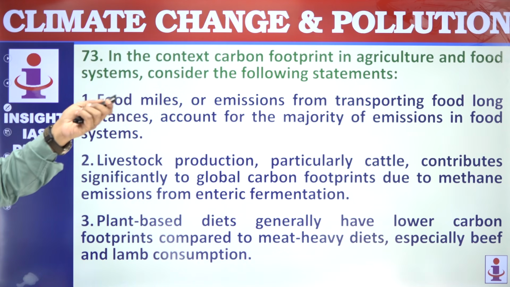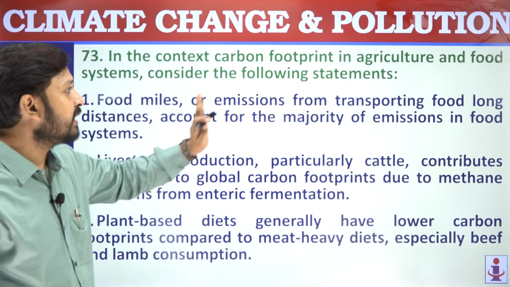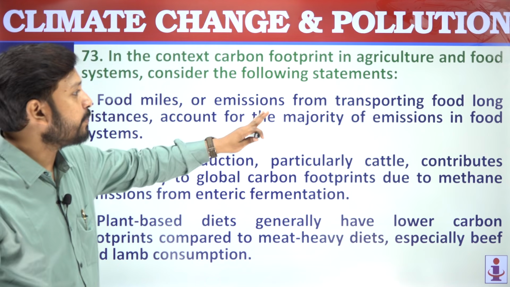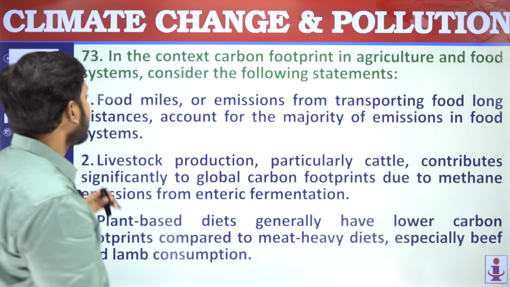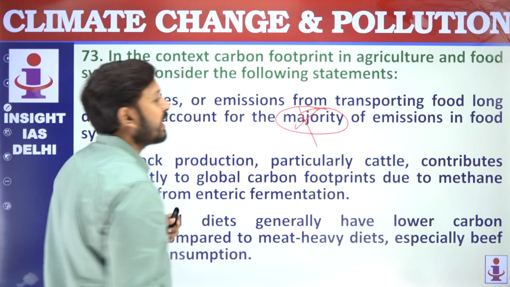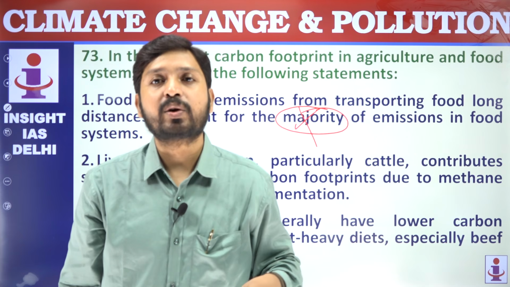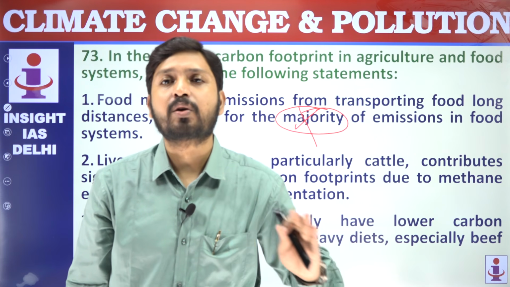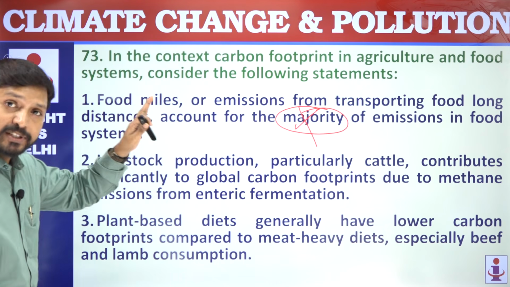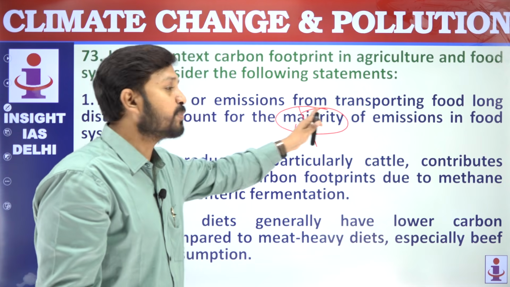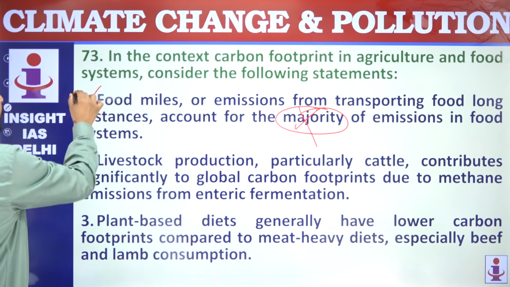In the context of carbon footprint in agriculture and food system, consider the following statements. Once again, carbon footprint. They are asking: food miles or emissions from transporting food long distance account for the majority of the emissions in the food system. No, it is not. Transportation is not the major source in the agriculture system. In agriculture a lot of methane is released. In processing also, these aspects contribute to more emissions. Transportation also causes emissions, but compared to other aspects of agriculture, it is relatively lesser. So this is the wrong statement.